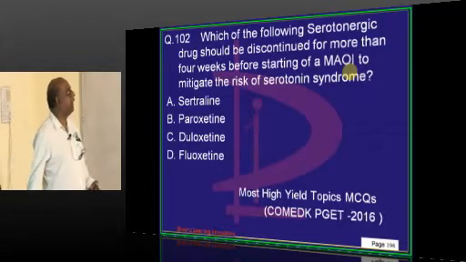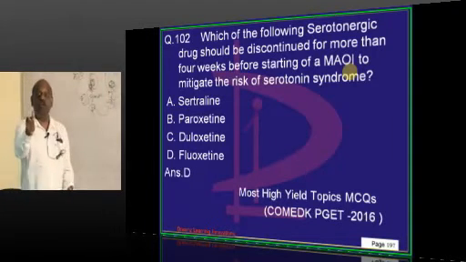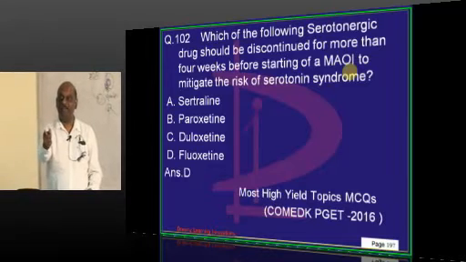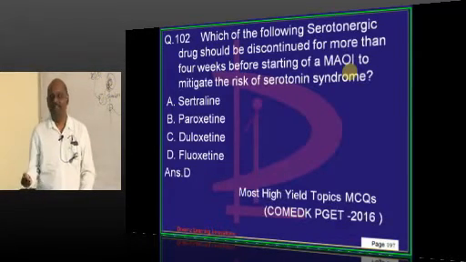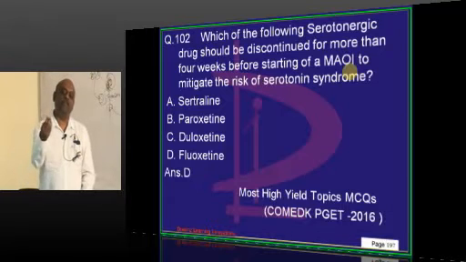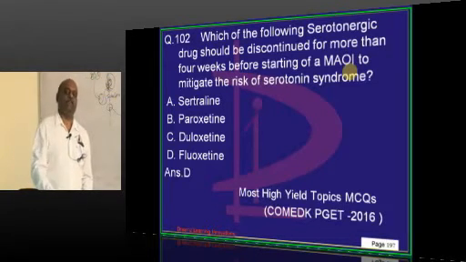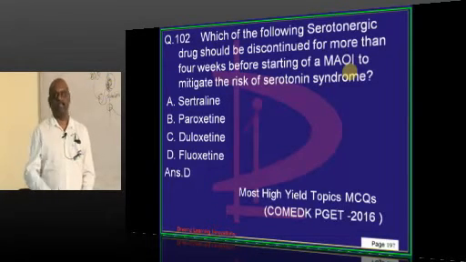Okay. If fluoxetine is there in the options, fluoxetine is the answer. We told now SSRIs, every exam you go, they will give one question on fluoxetine. What are the side effects of fluoxetine, etc., etc.